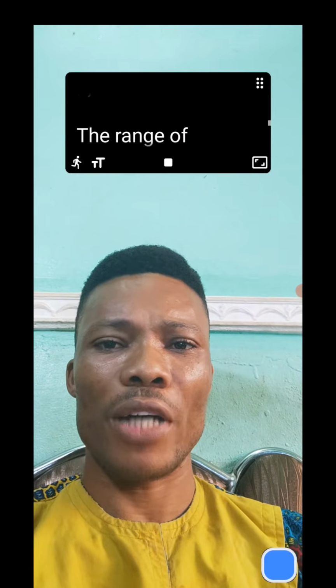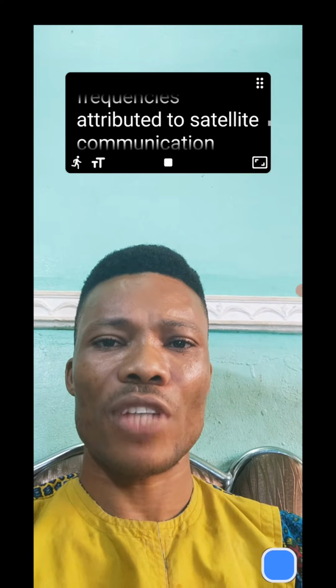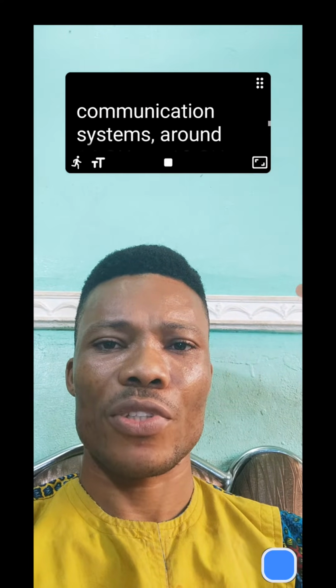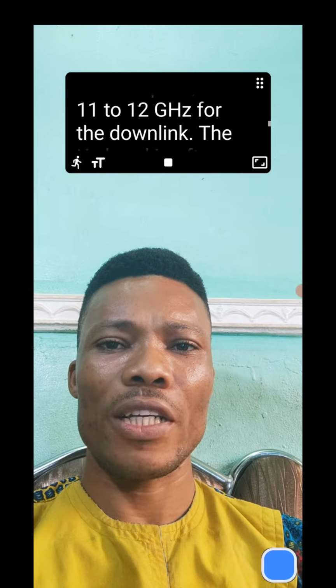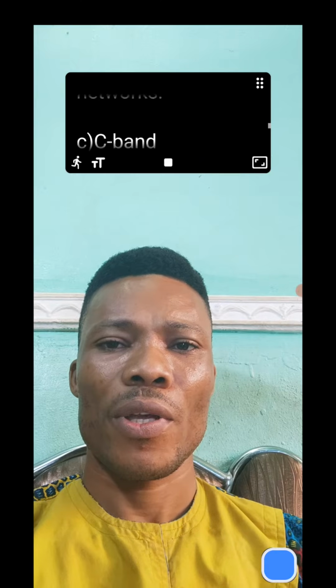Number two on the frequencies is the Ku band, which is the most common. The range of frequencies attributed to this satellite communication system is around 14 to 18 gigahertz for the uplink and 11 to 12 gigahertz for the downlink. The Ku band is often used for television services via satellite and for VSAT networks. The next is the C band, which is the third one, that is mostly used for bigger dishes.